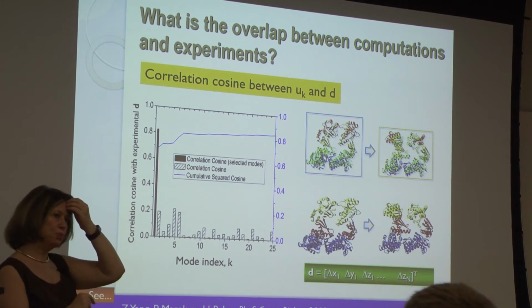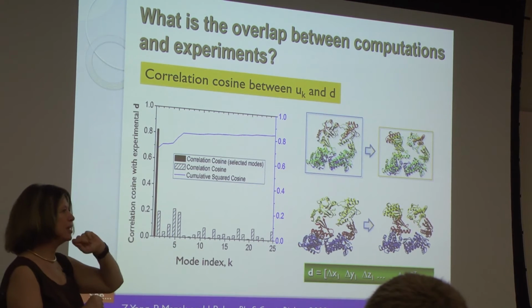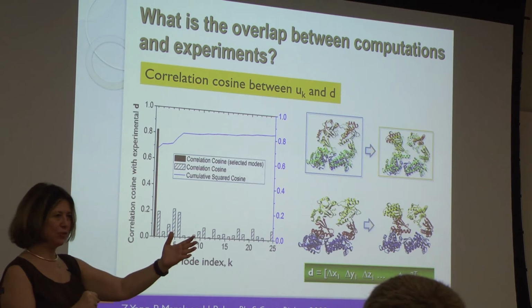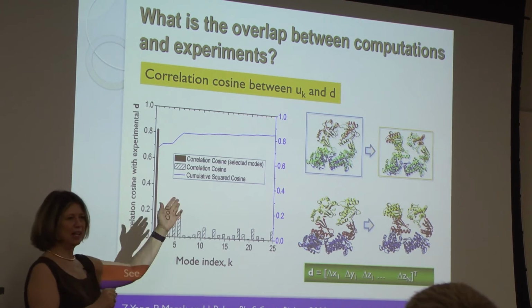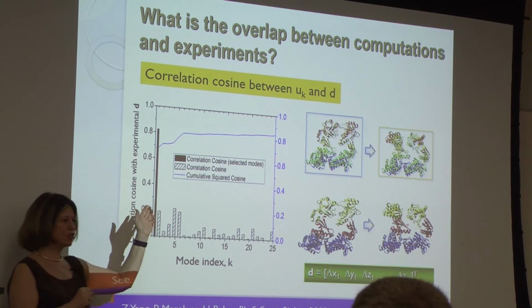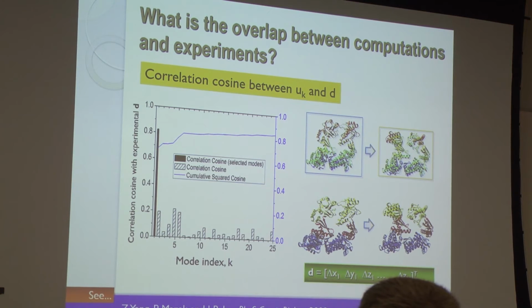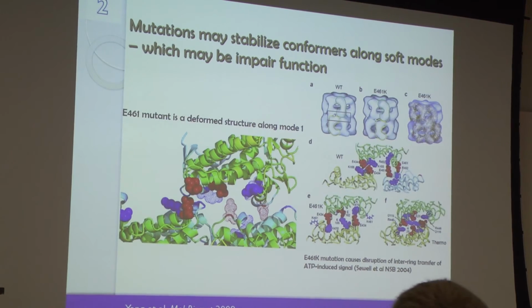This bacterial chaperonin is composed of about 8,000 residues, okay? Huge structure. And this means 24,000 modes. Out of 24,000 modes, we have one that is already explaining 80% of the transition. No need to complicate our life. Just look at a few top-ranking modes. So we have written several reviews, several applications like that. The softest mode in this case allows for this level of correlation.